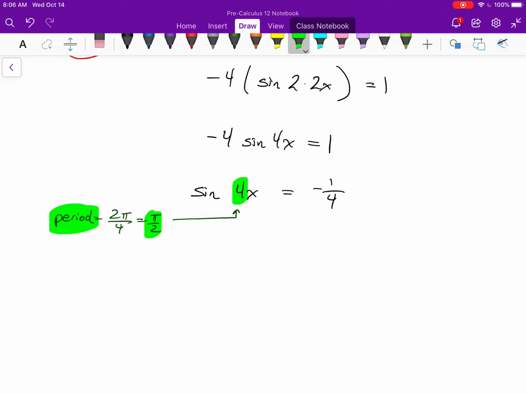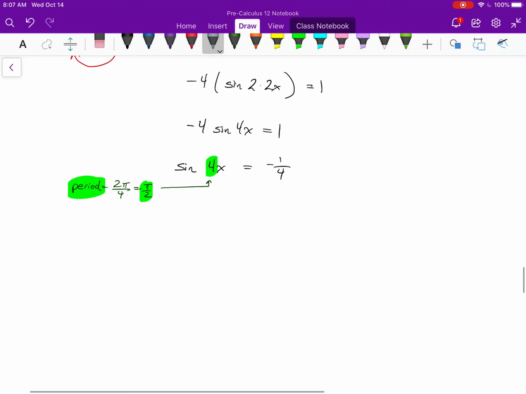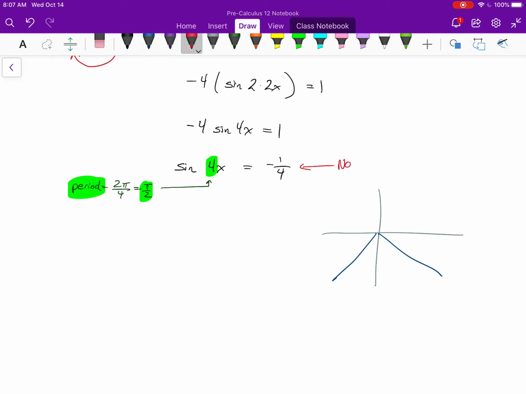This wave repeats every pi over 2, not every 2 pi. That said, as long as I don't forget about it entirely, I'm going to ignore the 4x, or the 4 in front of the 4x, and realize, okay, where does sine equal negative 1/4? Well, first of all, sine equals a negative in quadrants 3 and 4. But this is not a special angle. I never asked you to memorize where sine equals a quarter.